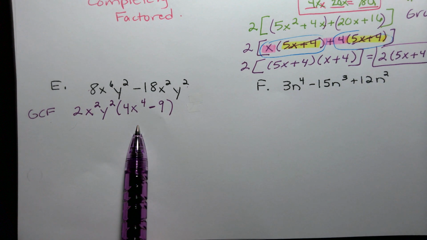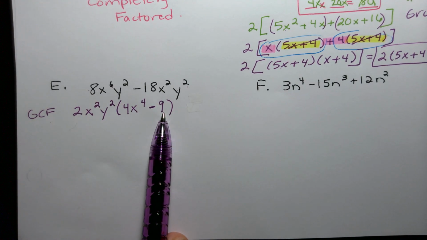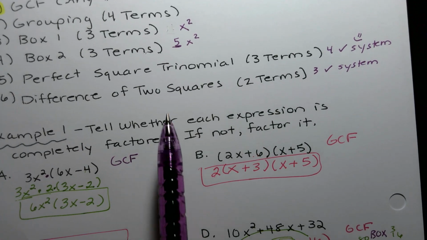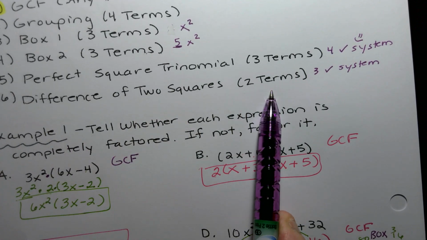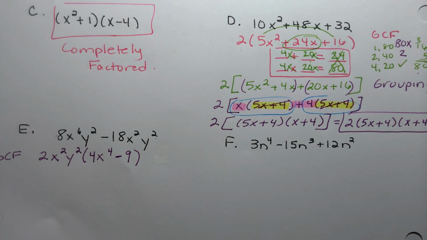How many terms? 2. So again, we check GCF to make sure we didn't miss anything. No, there's nothing for GCF. What's the only other thing that had 2 terms? Difference of 2 squares has 2 terms. Let's see if it is a difference of 2 squares. That's the 3-step check.